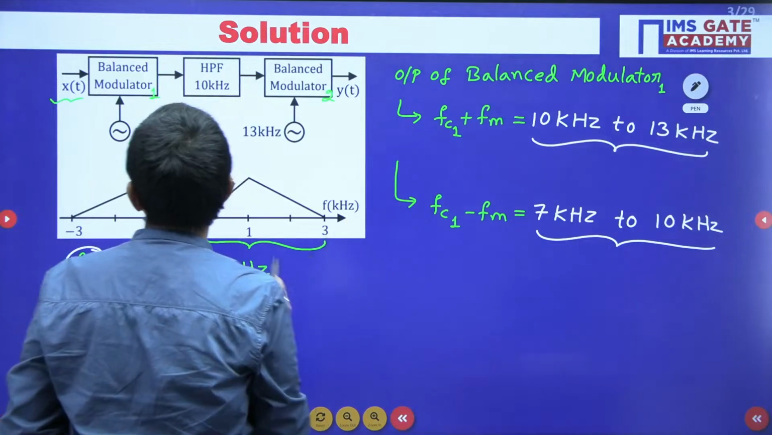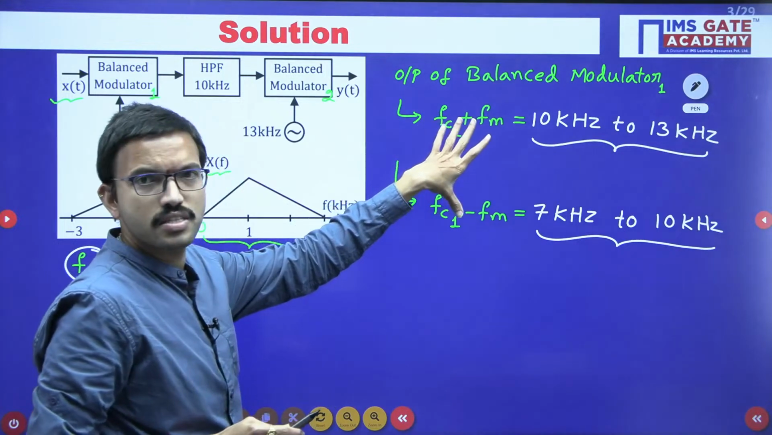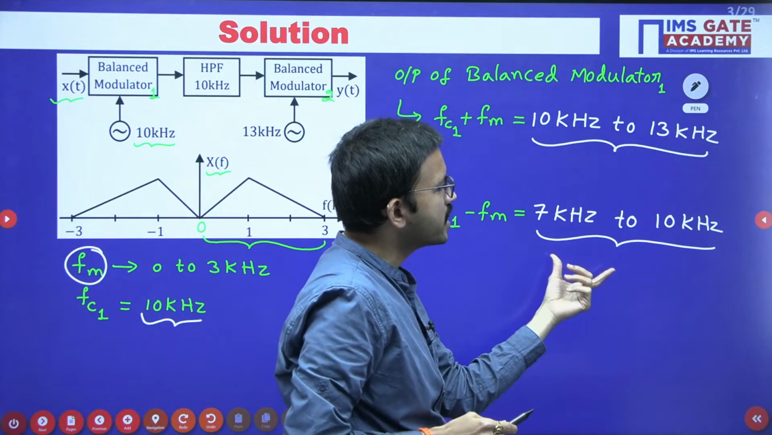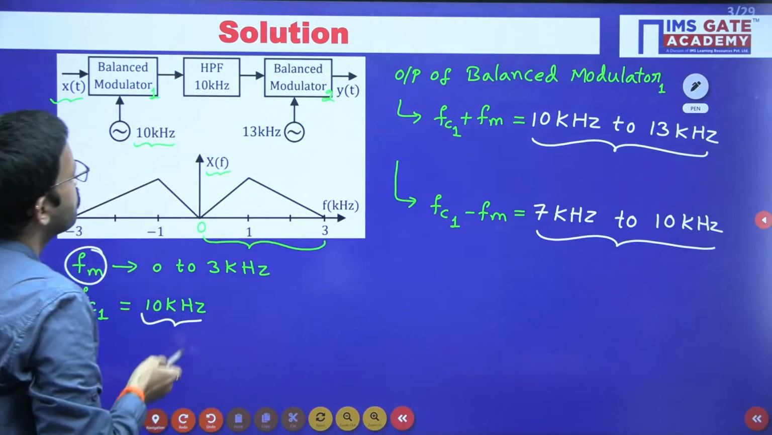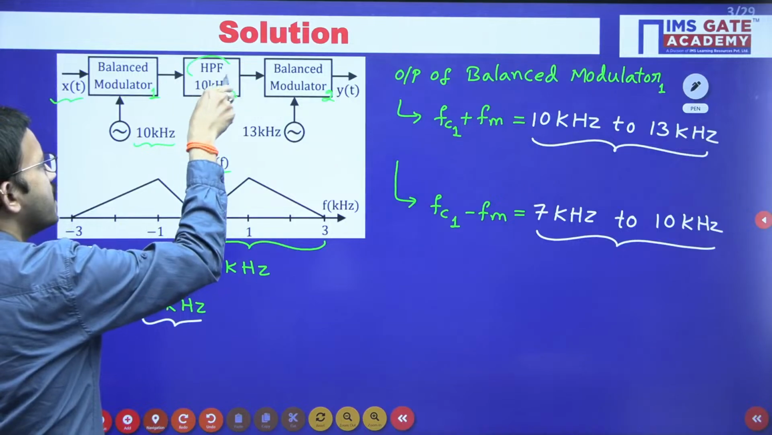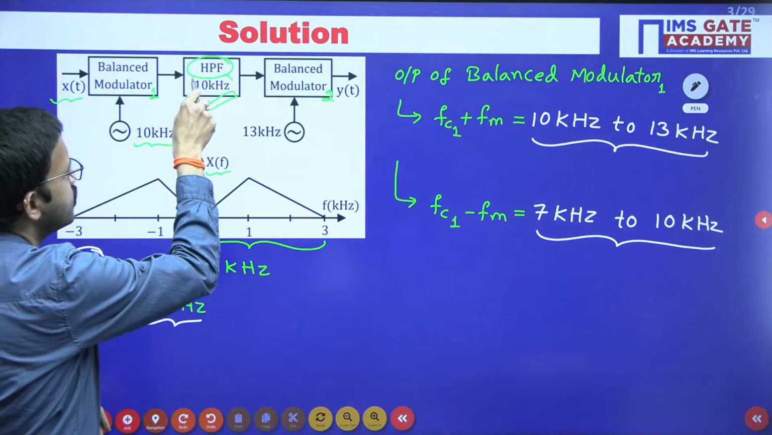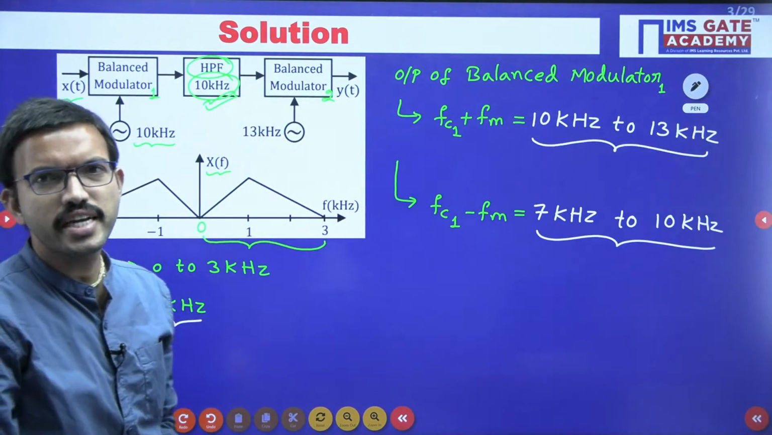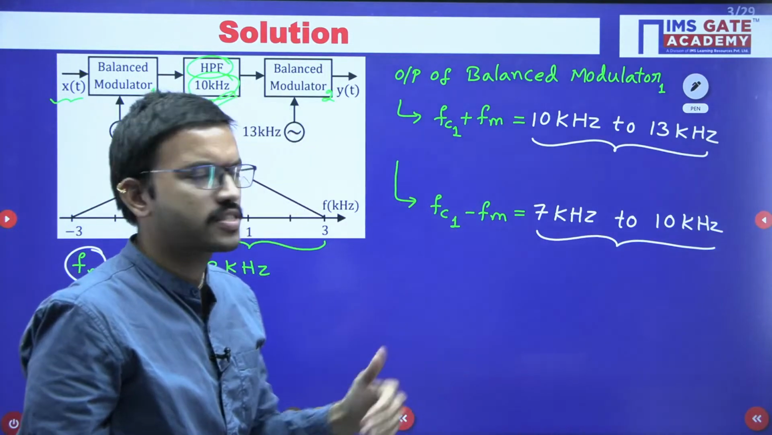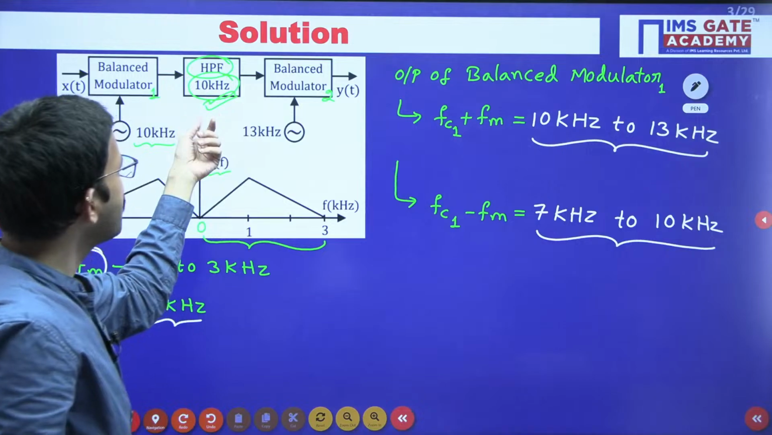So at the first balanced modulator you get two ranges of frequency: 10k to 13k, and 7k to 10k. Now here we are using a high pass filter. A high pass filter, as the name implies, passes only high frequency signals. Here the cutoff frequency is 10 kilohertz, so starting from 10 kilohertz all the higher frequencies it will pass. Just observe these two ranges and determine which range of frequencies this high pass filter will allow.